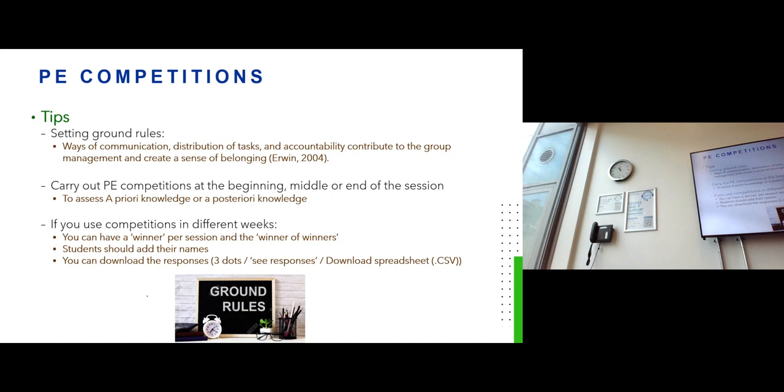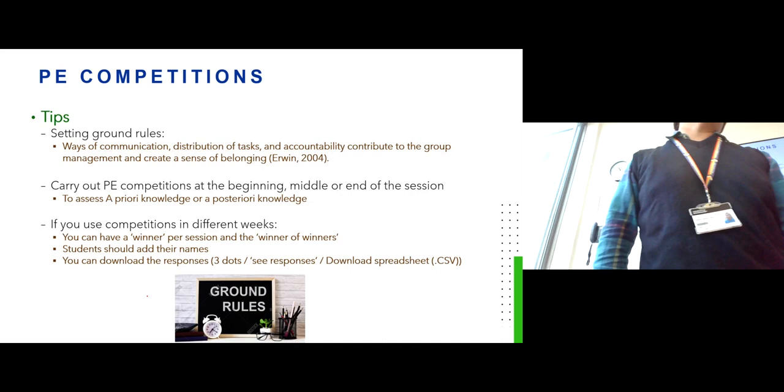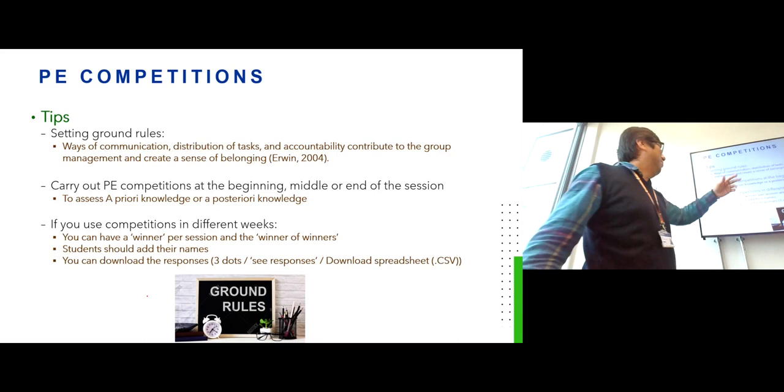There was one winner each week. Then I thought, what if I have a winner of the winners? The winners of all the seven weeks participate, and I count it, so at the end I have the winner of the winners, just to reward consistency in the participants. So basically that's what I did: the winner of the winners.